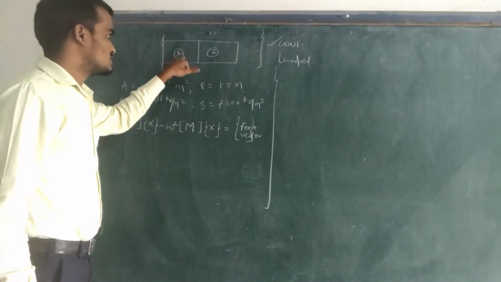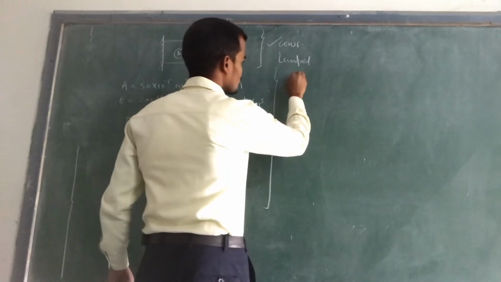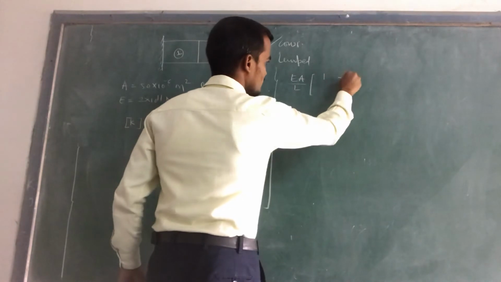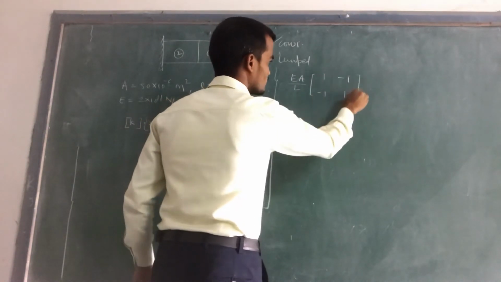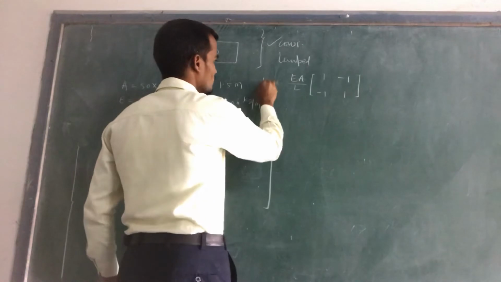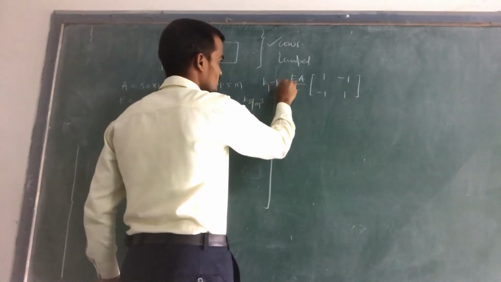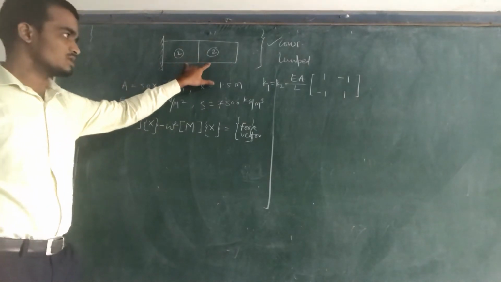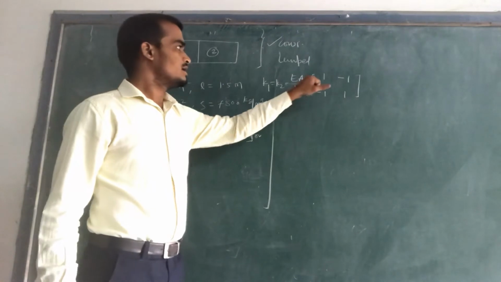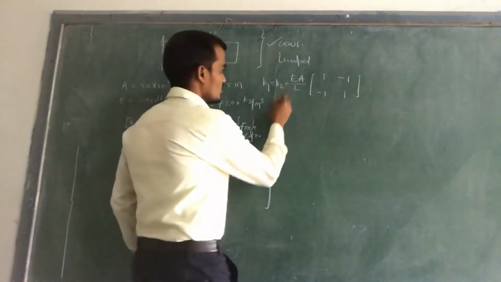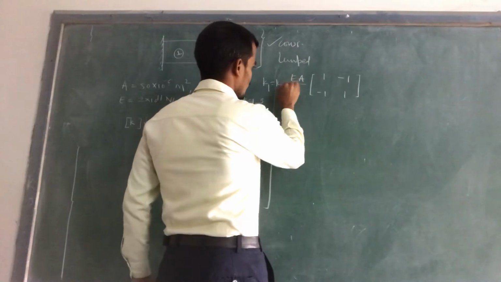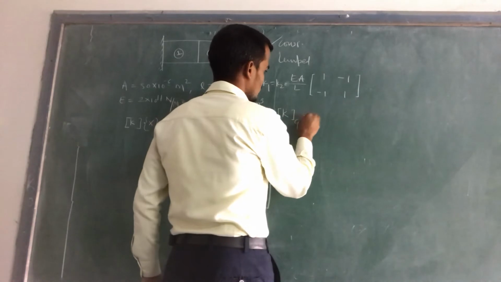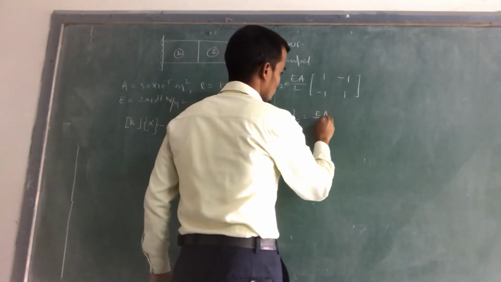The stiffness matrix is given by E into A divided by L in bracket 1 minus 1 minus 1 1. Stiffness matrix K1 is equal to K2 because all the parameters are the same for both elements. So K1 is equal to K2, equal to EA by L into the matrix 1 minus 1 minus 1 1. From this we will get the global K.